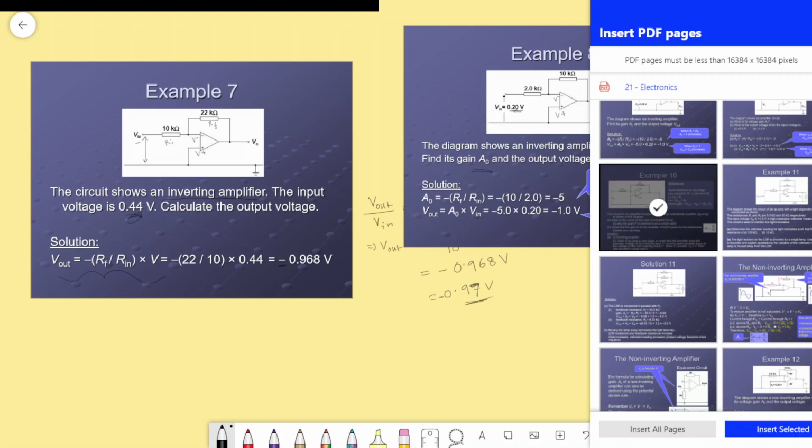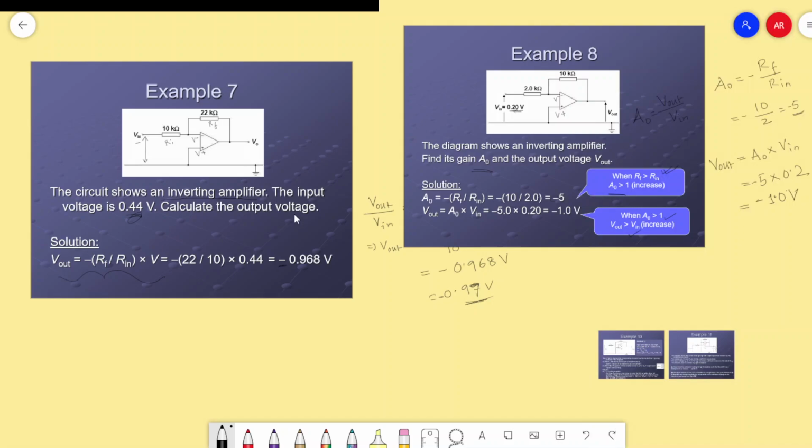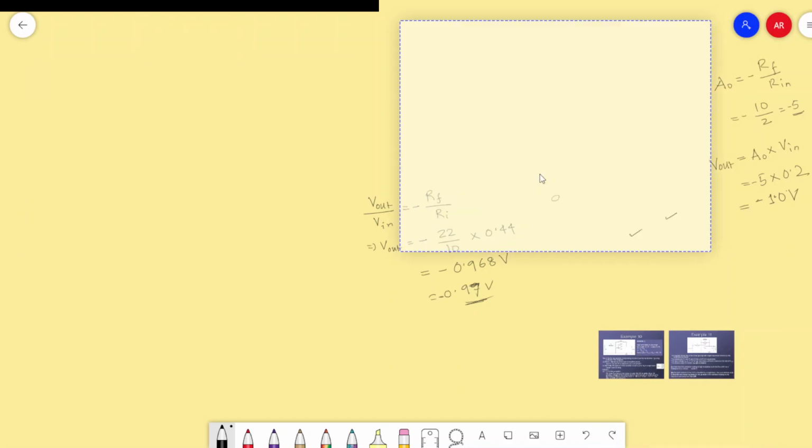There's some more. So I'm deleting this one as well.